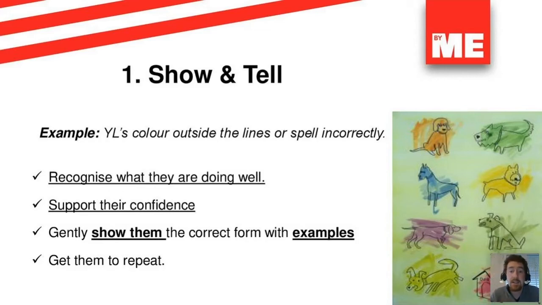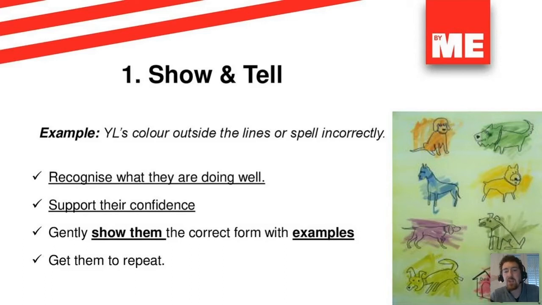We can tell the student, listen, this is incorrect. You haven't done this correctly. You've colored outside the lines. All that's going to do is destroy the student's confidence. In their world, especially for young learners, they've done a fantastic job. Okay, this is brilliant. Look what I've done. Look what I've created. So, as a skilled practitioner in the educational field, it is important, and I'm sure you will agree, that we recognize what they are doing well. We compliment what they have achieved. We support their confidence. And we gently show them the correct form with examples.